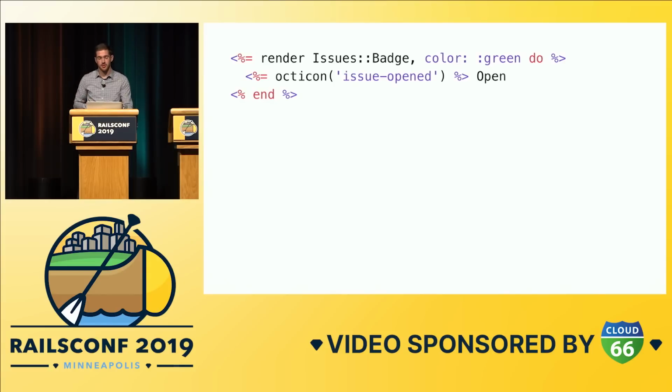When we're passing content into our component, what we're effectively saying is, render this block in the context of the current view, and then wrap the result in the component. So how might it look to implement that?